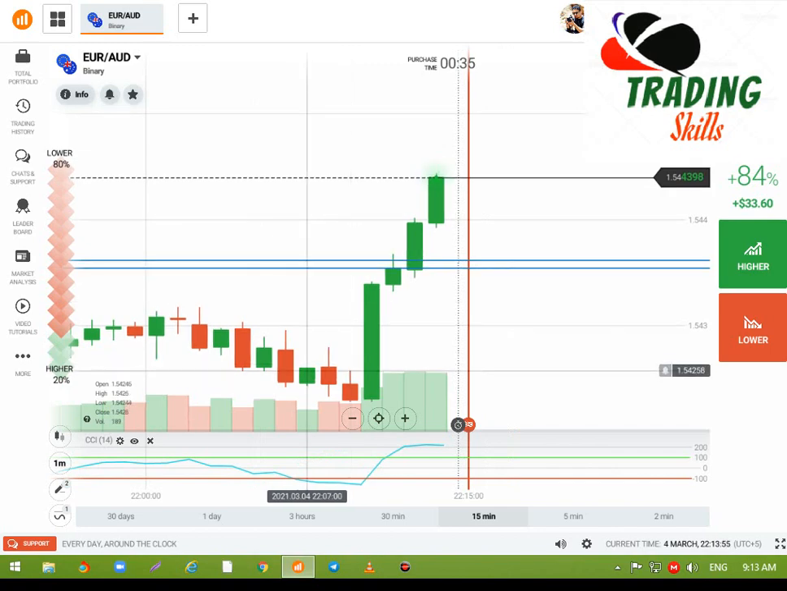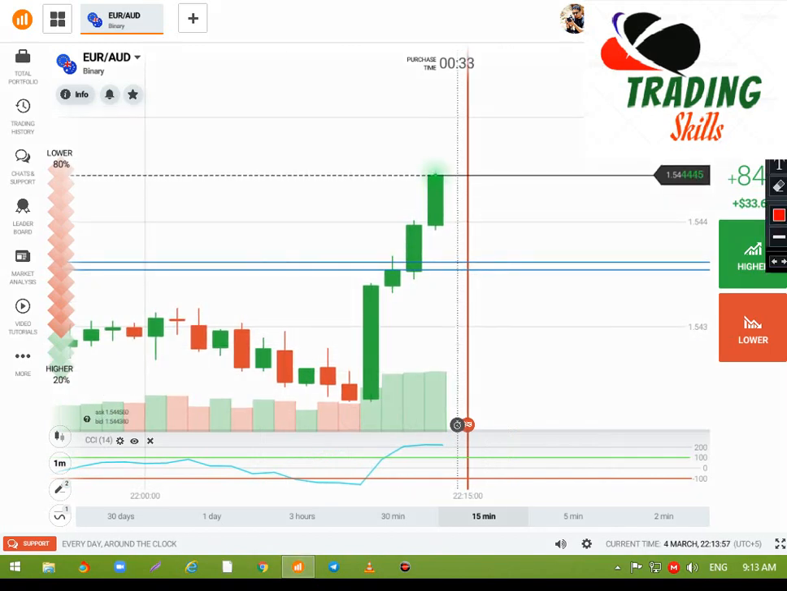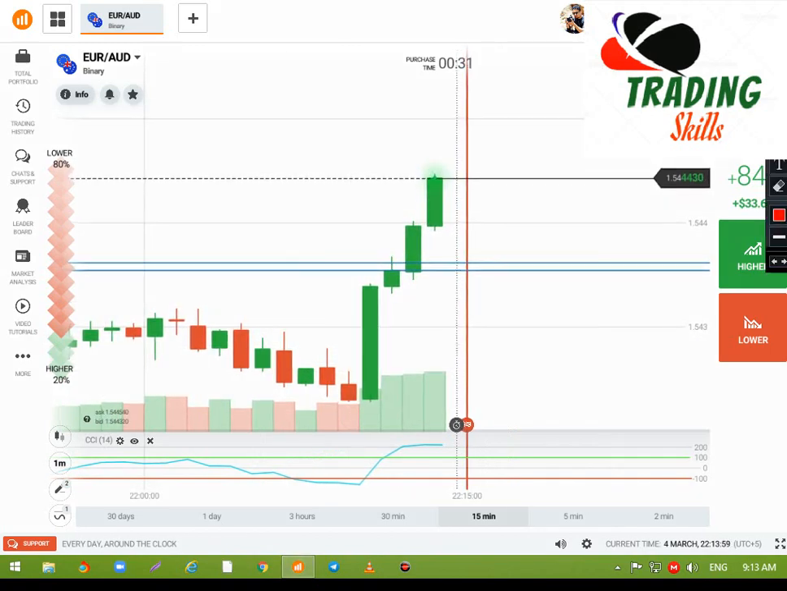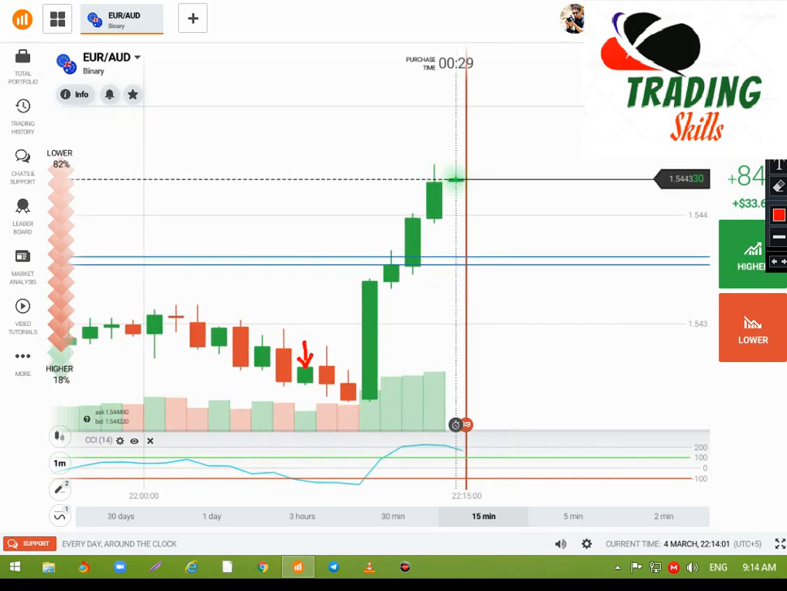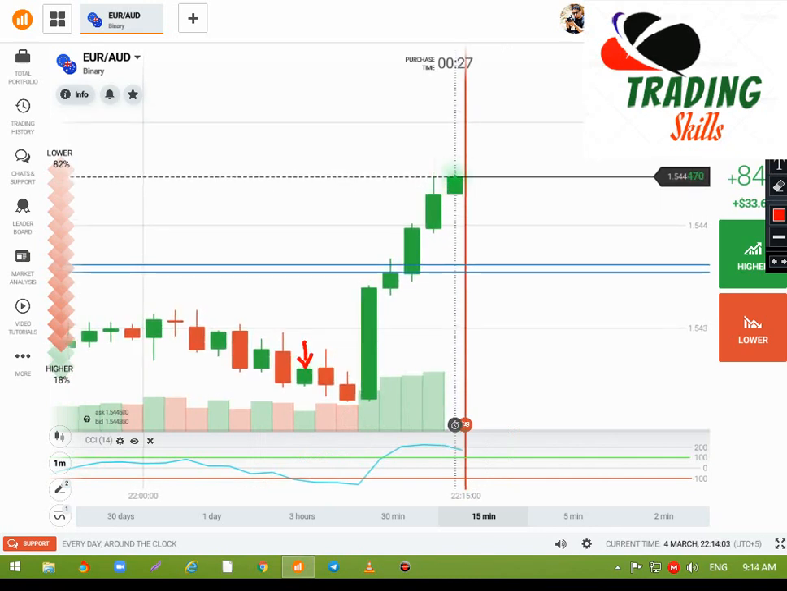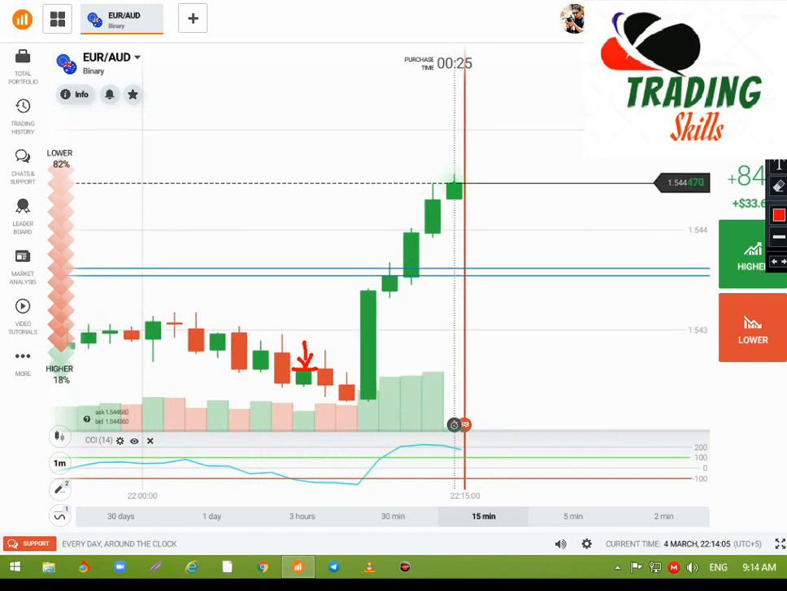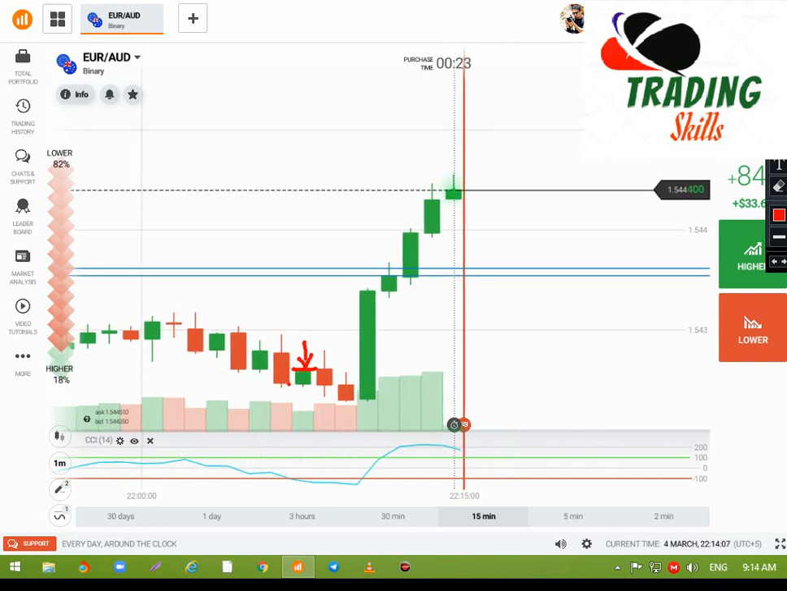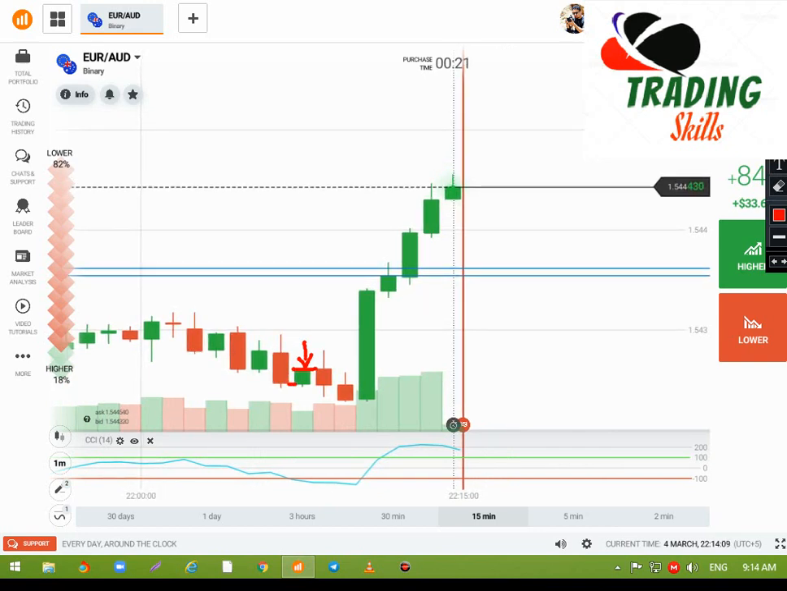Sometimes with this kind of candle, let me show you here, this candle does not have any upper rejection, so its closing price and high price are the same, and it has an opening price plus a low price.